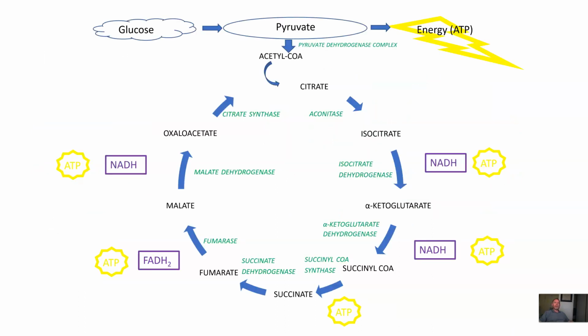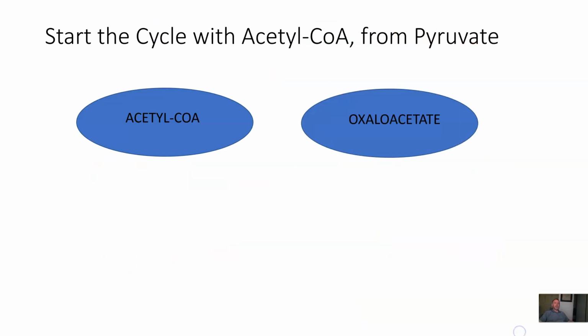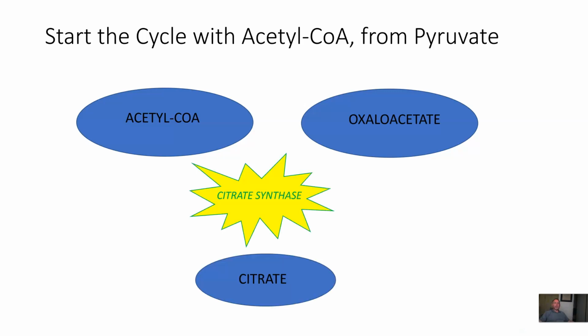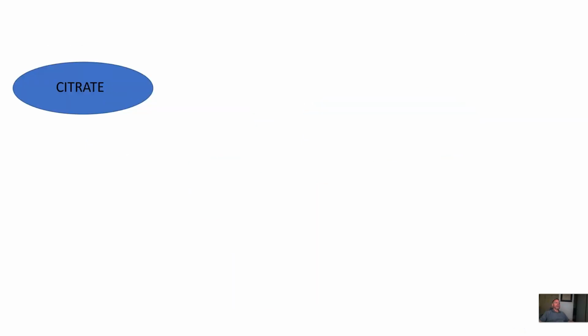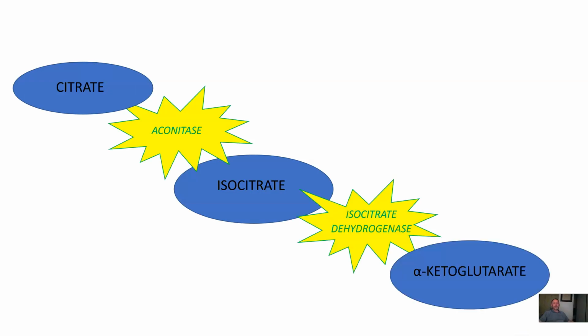Here's an overall picture of the cycle and how glucose is converted into the ATPs. The cycle actually starts with the acetyl-CoA molecule. The acetyl-CoA molecule is combined with the oxaloacetate molecule. I'll talk later about where that molecule comes from. With the enzyme citrate synthase, it creates citrate. We now have the citrate, along with the enzyme aconitase, becomes isocitrate.